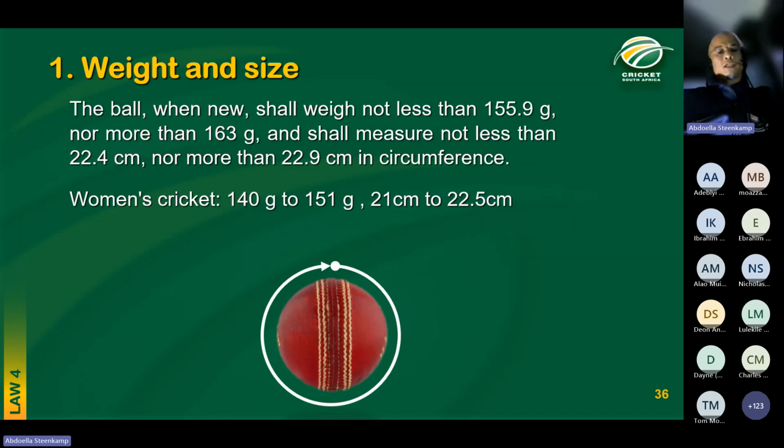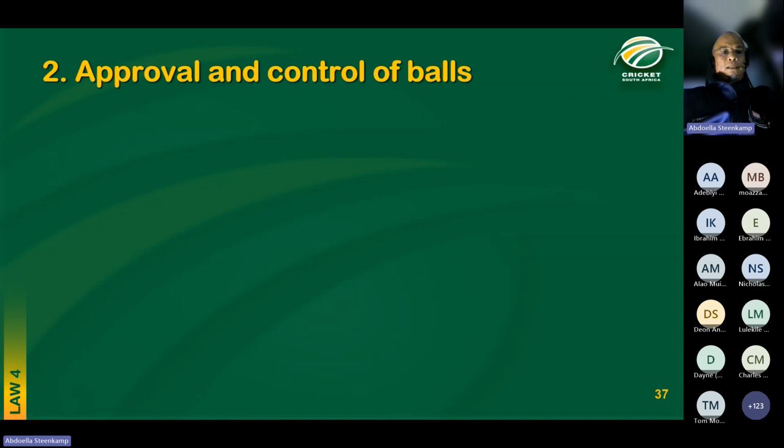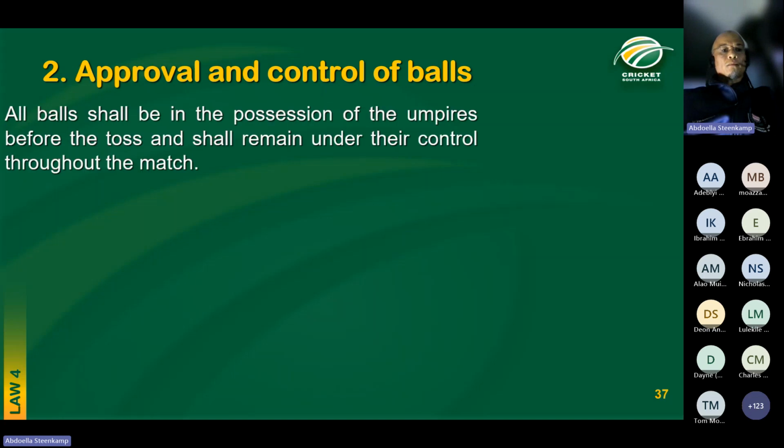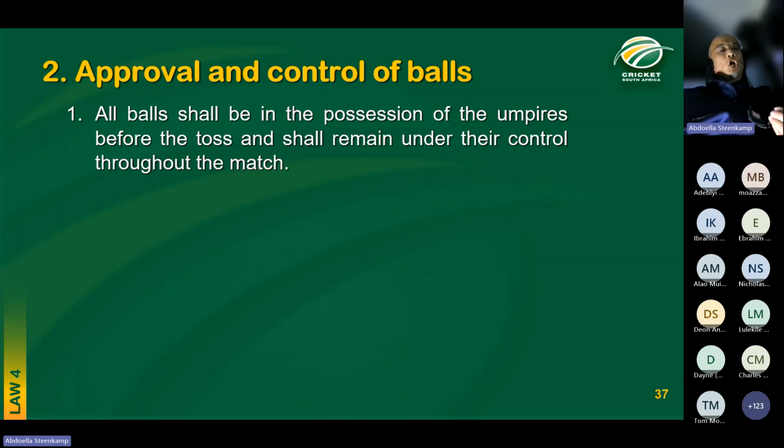The ball for women's cricket should weigh no less than 140 grams and no more than 151 grams, and the measurement shall not be less than 21 centimeters, no more than 22.5 centimeters. When it comes to the approval and control of balls, the governing body of cricket for a particular competition usually decides which balls are to be used for that competition. I'll use an example.